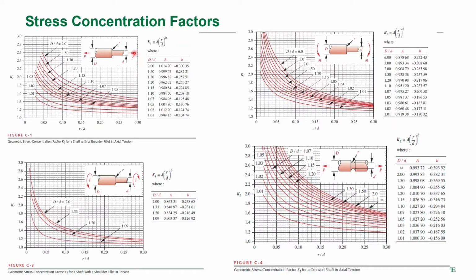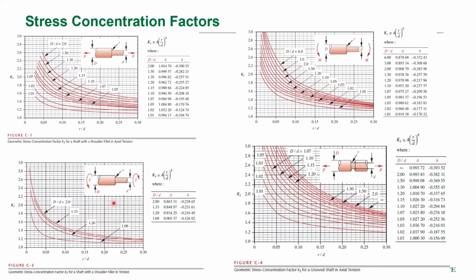All right, so this is an axial load with a step change in diameter. This is a torsional load with a step change in diameter. This is a bending load. This is for a shaft, obviously, for a step change in diameter. This is if we have a groove in the middle of an axis under an axial load. And what I want you to see here is these values are going up to 2.6, they're going up to 3, up to 3.